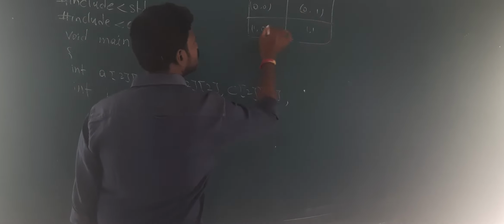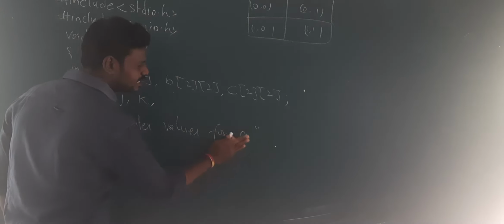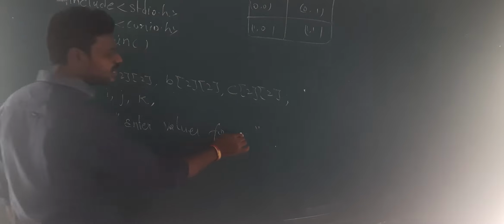This is the first position, this is the second position, third position, fourth position. Okay, in those particular locations, I need to store the values. For that, I will go for a printf statement: printf "enter values for A". I am not making it complicated now, I am making it in the simplest manner.